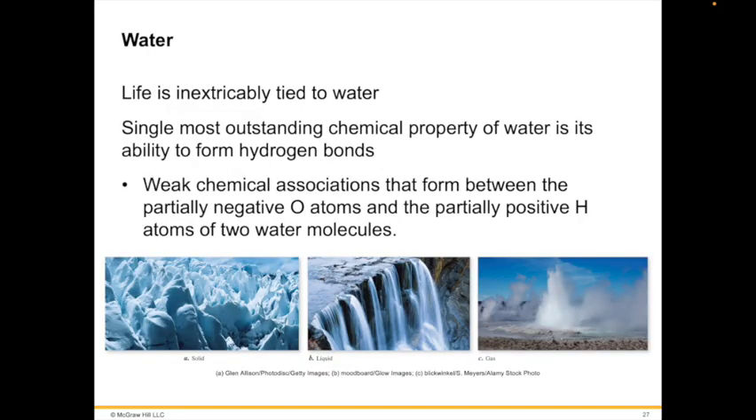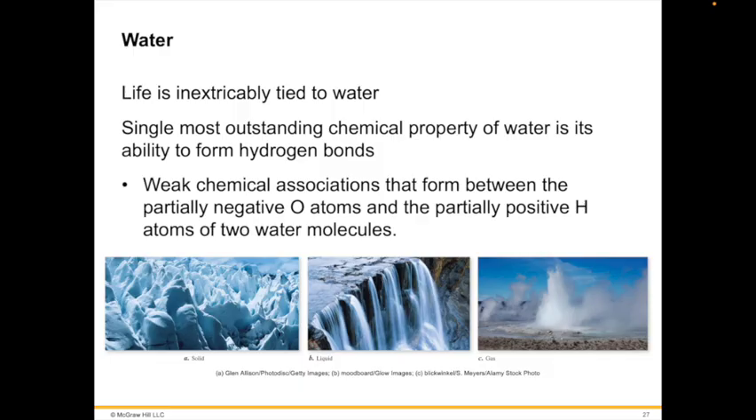Water. Of all the common molecules, only water exists as a liquid at the relatively low temperatures that prevail on Earth's surface. Three-quarters of Earth is covered by liquid water. You can see figure 2.10. There at A, you have solid, snow and ice. At B, liquid. And then at C, the liquid becomes steam when water rises above 100 degrees Celsius.